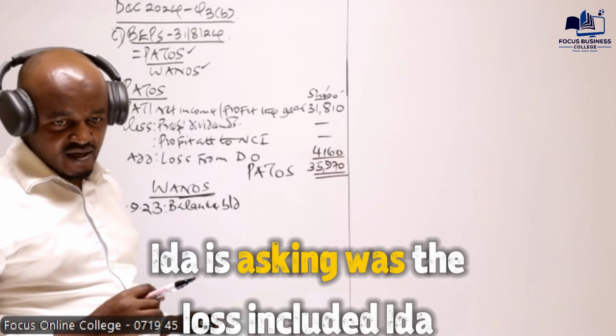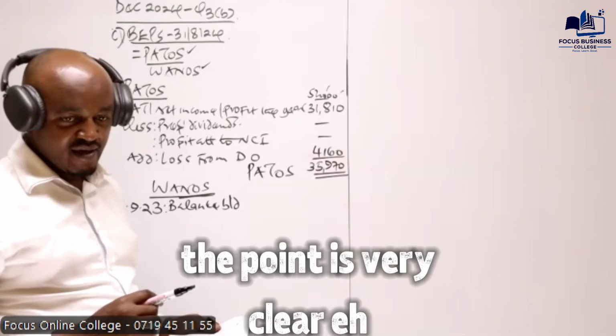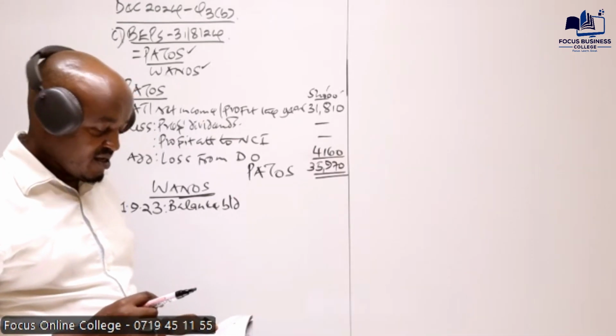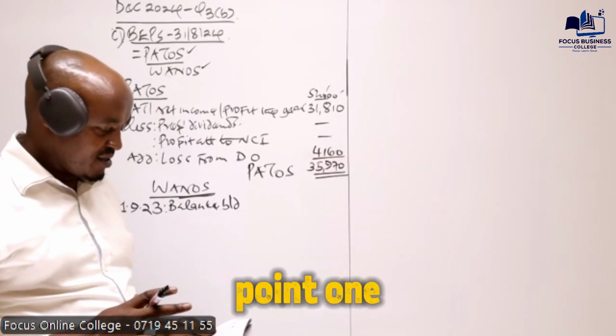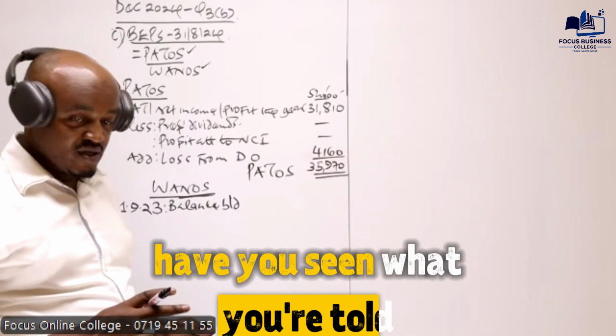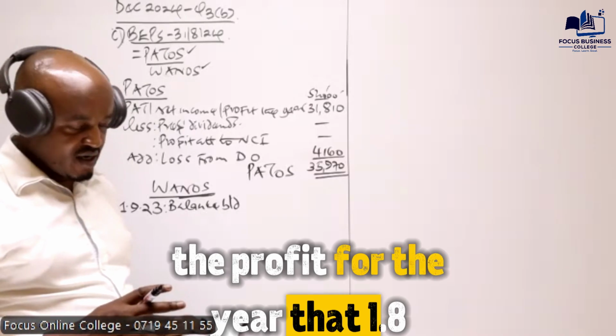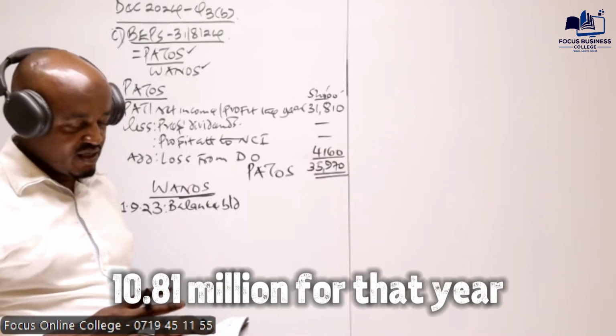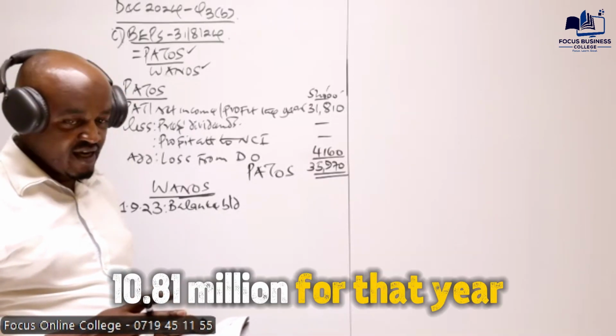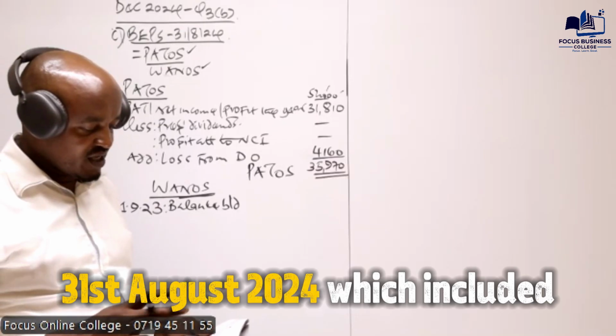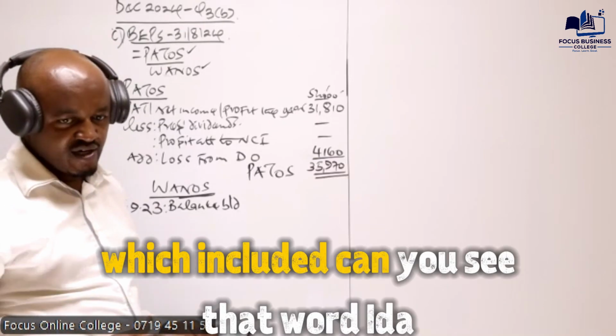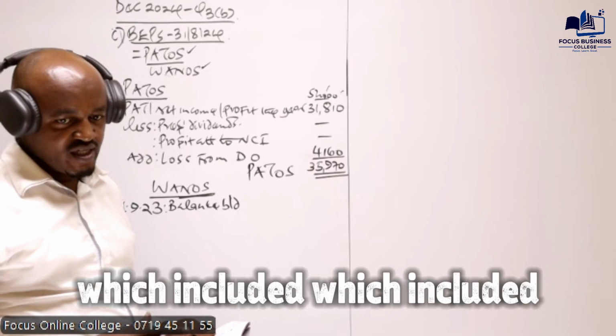Ida is asking, was the loss included? Ida, the point is very clear. I hope you have seen that, Ida. Point 1. Have you seen what you're told? The profit for the year, 1.81 million for that year, 31st August 2024, which included. Can you see that one, Ida? Yes, which included.